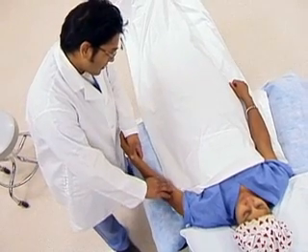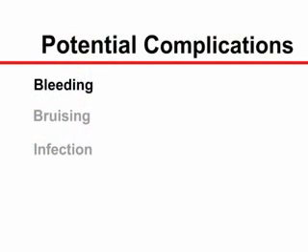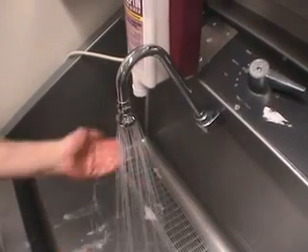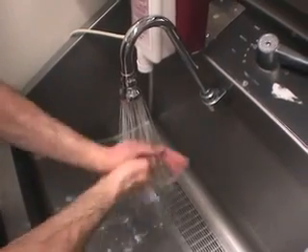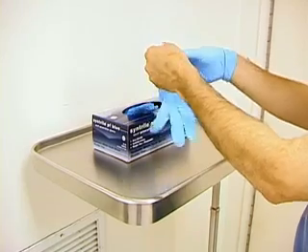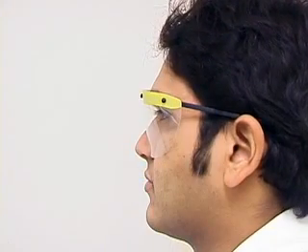Explain the procedure to the patient and address any specific questions or concerns. Discuss potential complications such as bleeding, bruising, and infection. You must follow standard precautions when placing a peripheral venous catheter. This includes washing hands, wearing gloves, and using eye protection because of the risk of blood splatter.